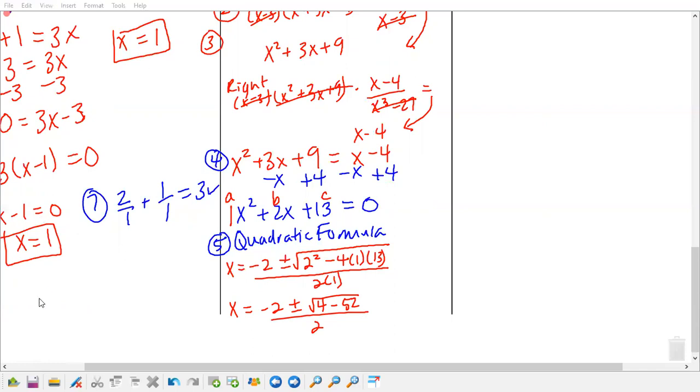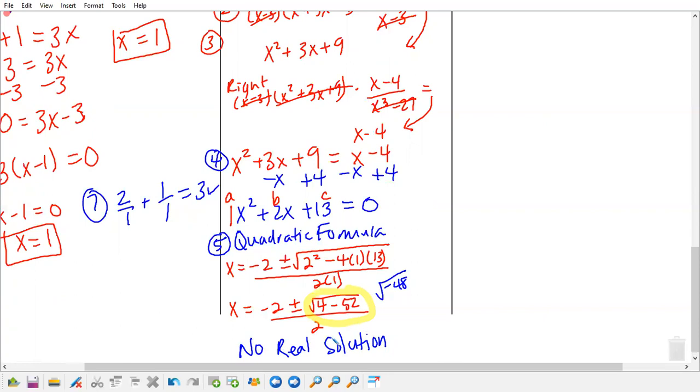And the reason why we get to stop here is because 4 minus 52, what does that create? It creates a negative, right? So it creates negative 48. And negative 48, is that a real solution? No. So the answer would be no real solution. Now, there's an imaginary, but is there a real? No. So we stop here at no real solution.